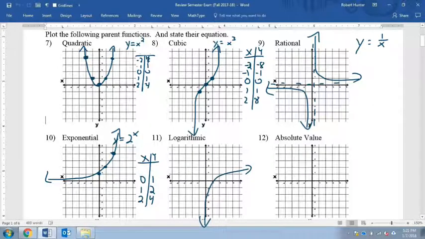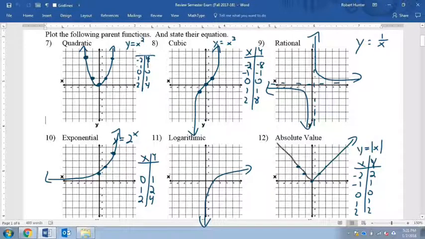An absolute value, I can almost guarantee you will see in some form. That's the absolute value of x. X, y, and that's just like a linear. Negative 2, negative 1, 0, 1, 2. Well, an absolute value just makes everything positive. So if you see anything that looks like a nice little V, that's an absolute value.